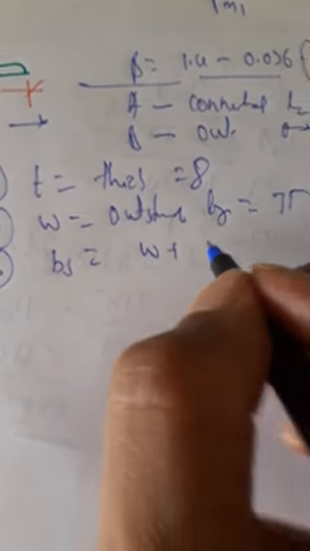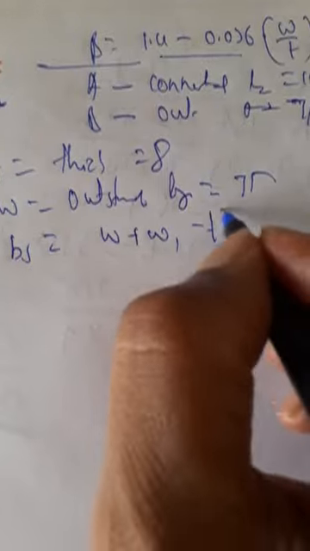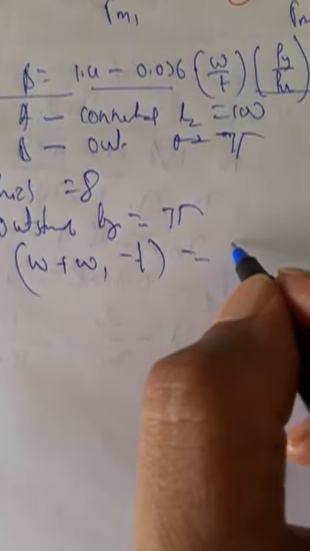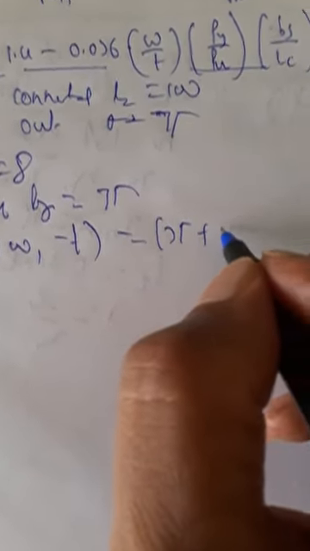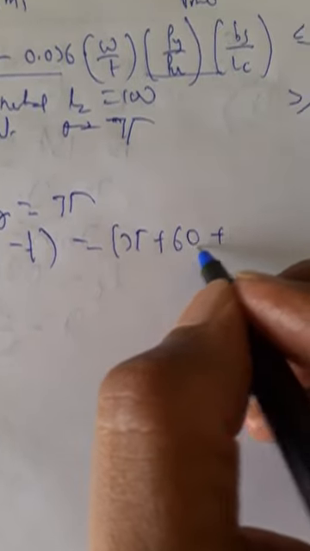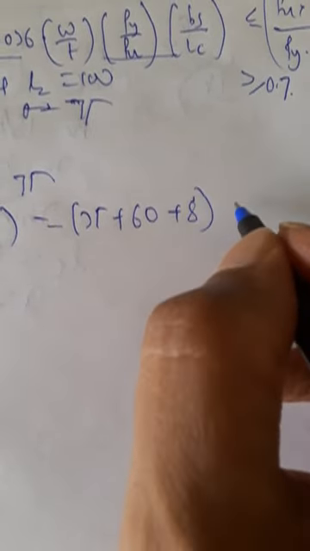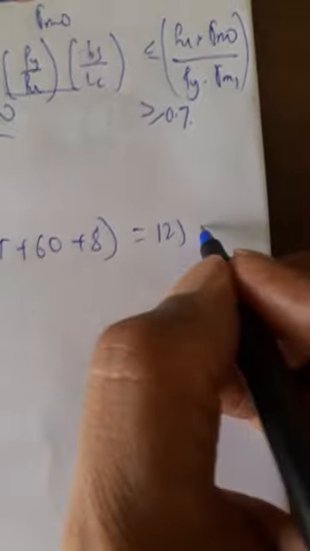BS is W plus WL minus T. So W is 75, WL is 60, WL is nothing but C, minus 8. So you have the answer 127 mm.